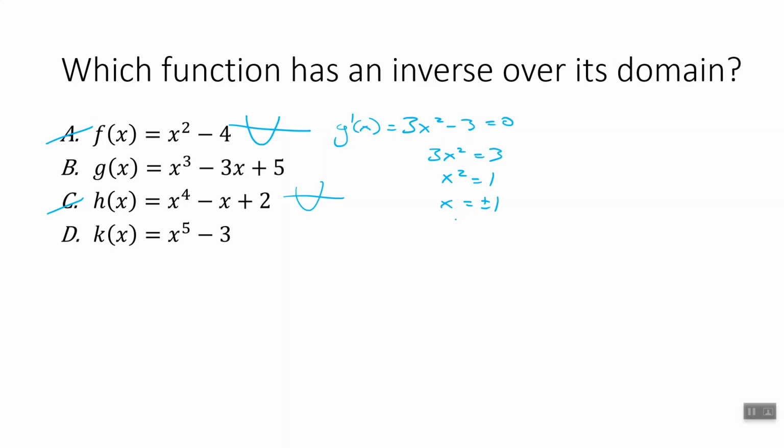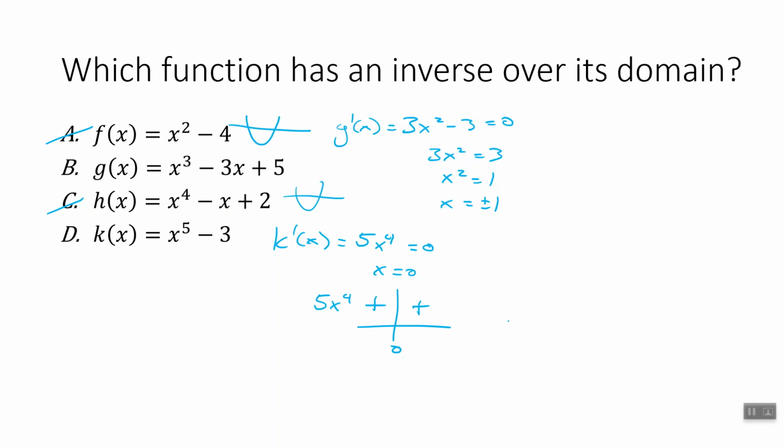So it looks like we're going to have some sign changes. What if we take a look at k? K prime is 5x to the 4th. Sure, that'll equal 0 when x equals 0, but it's going to be positive on both sides. If we look at our number line, it's positive over here, it's positive over there. So that means it's always going to be increasing.